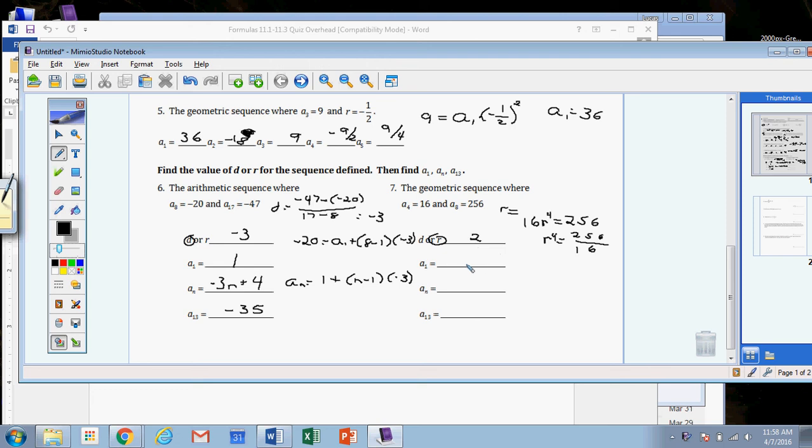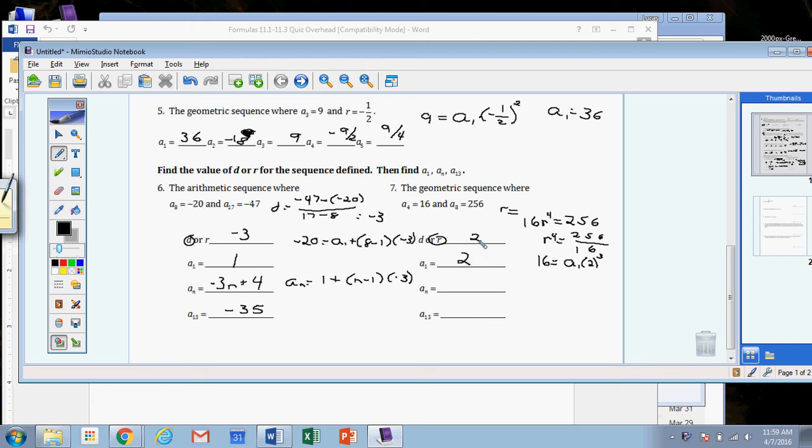All right. So now to find my first term, I would simply put 16, plug it back into the formula. 16 equals my first term times 2 to the 3rd power, which is my n minus 1. My a sub 4, my 4th term, is what we're using here. So it would be n minus 1 or to the 3rd power. And I get my first term equal to 2.